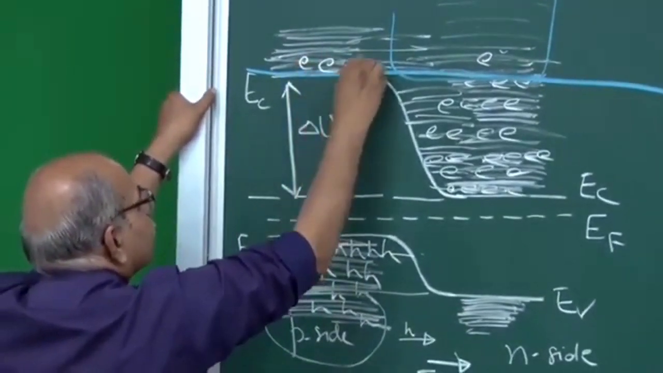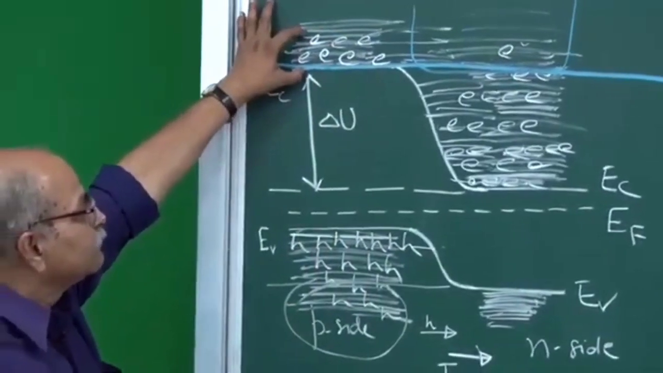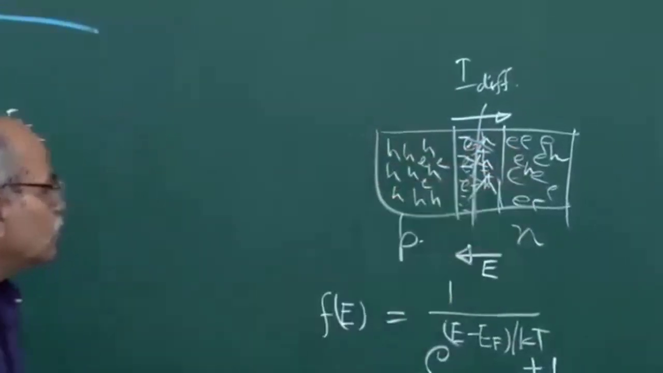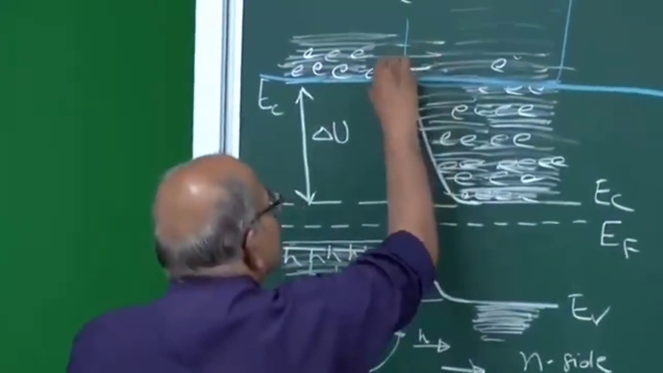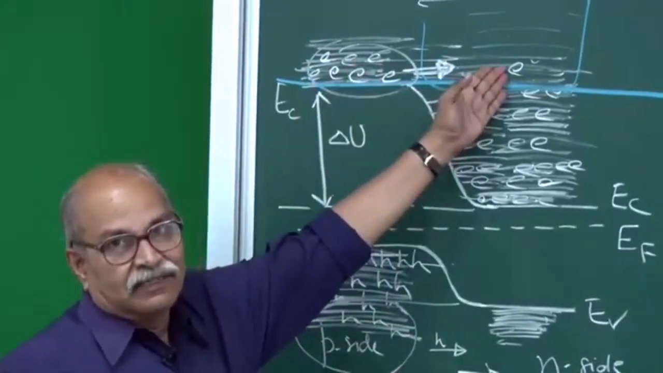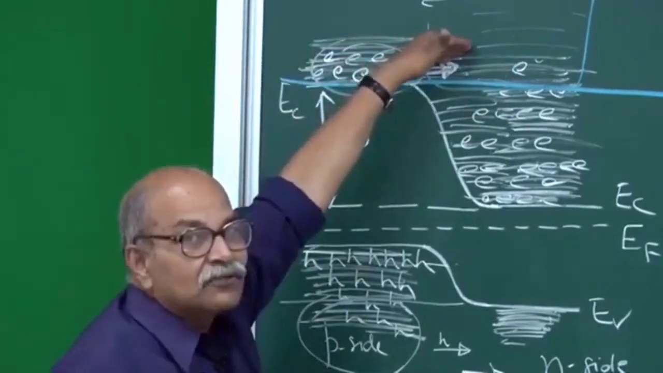And where are they sitting? These electrons are sitting in the conduction band. Right? These are the minority carriers. Because of this electric field, these electrons will tend to go towards that n side, so they will tend to go in this direction. These electrons would like to go in this direction, and there is no barrier. They can very easily go. This electron can go, this electron can go, everything can go.